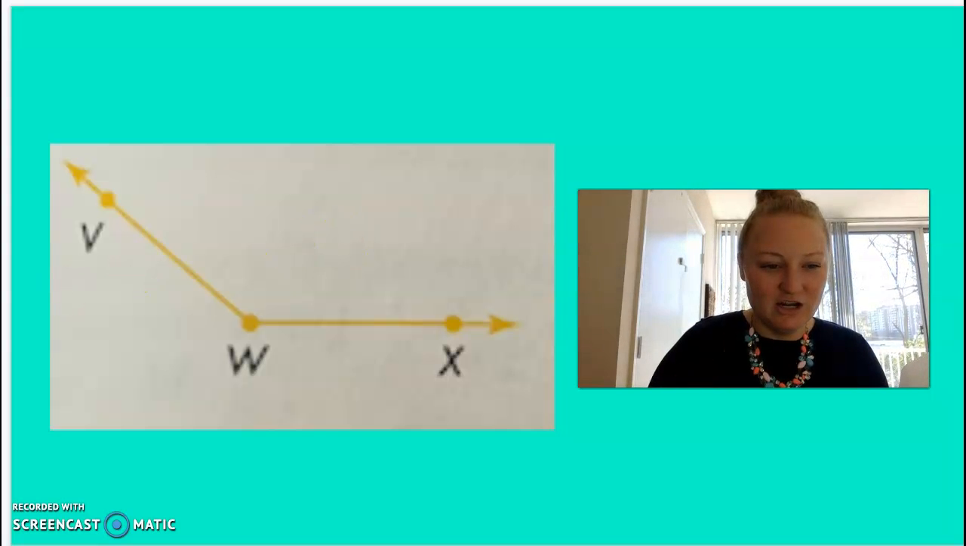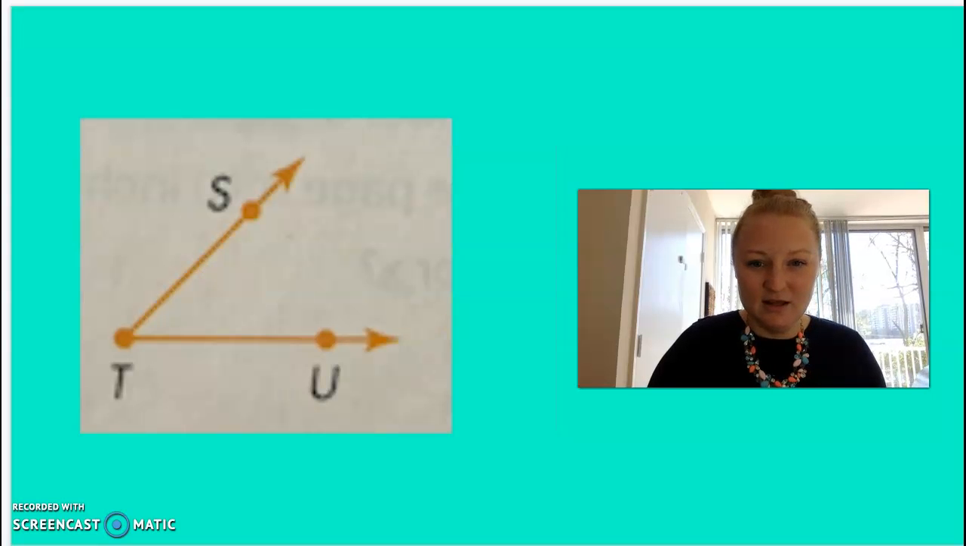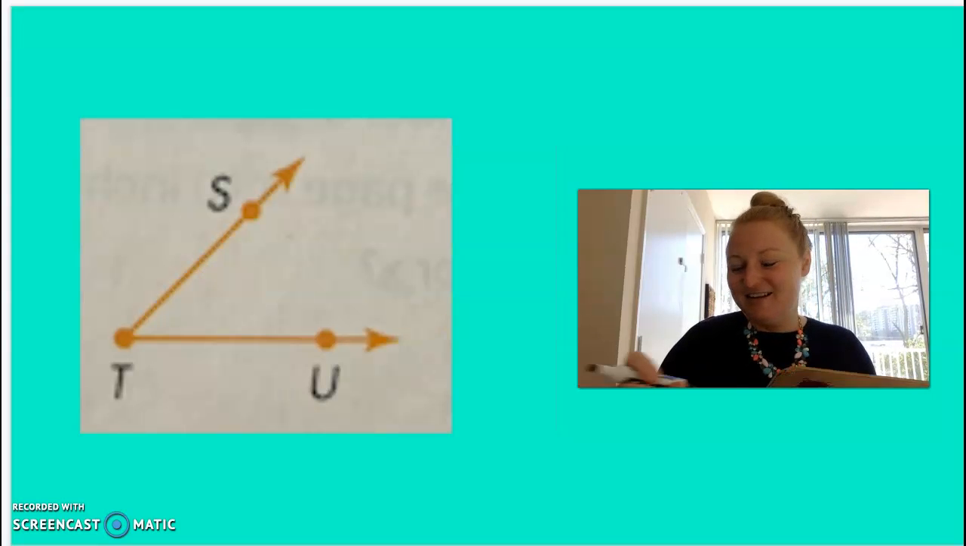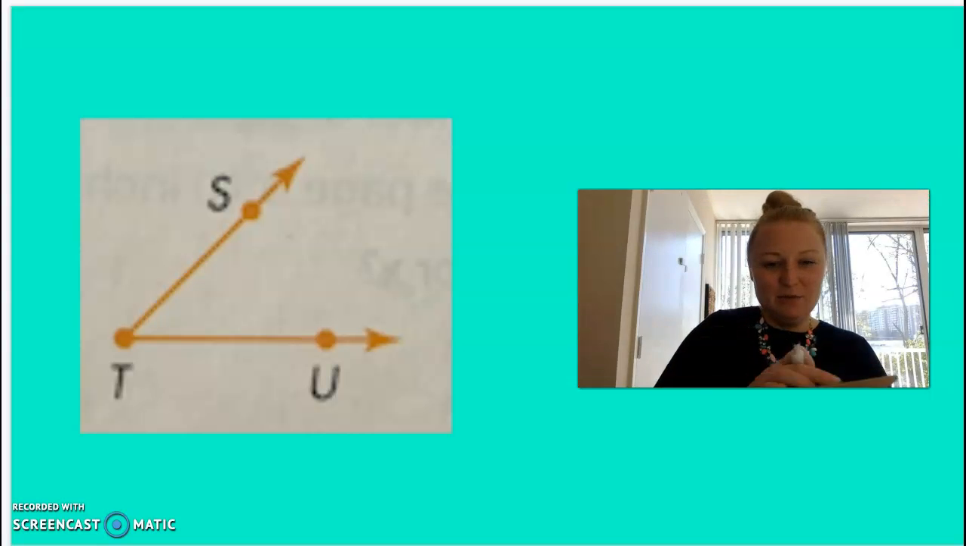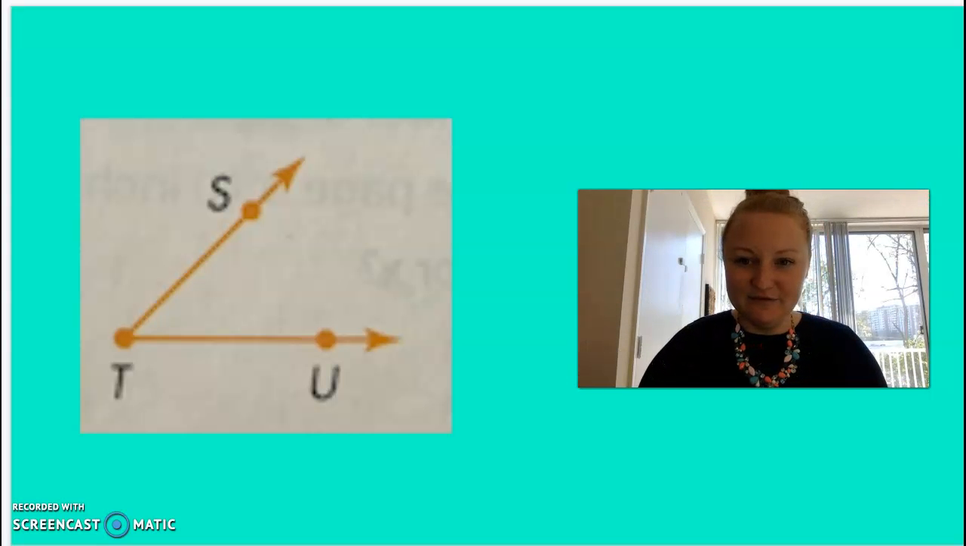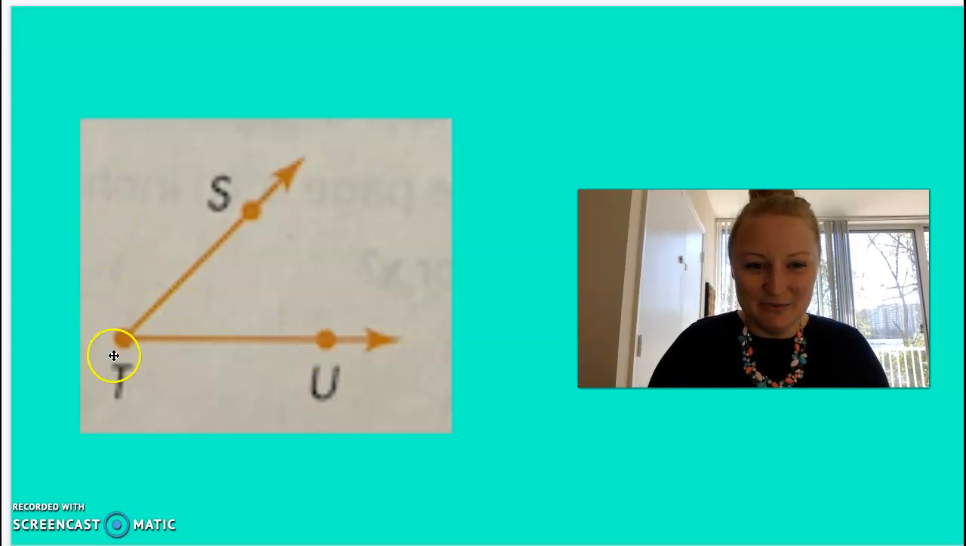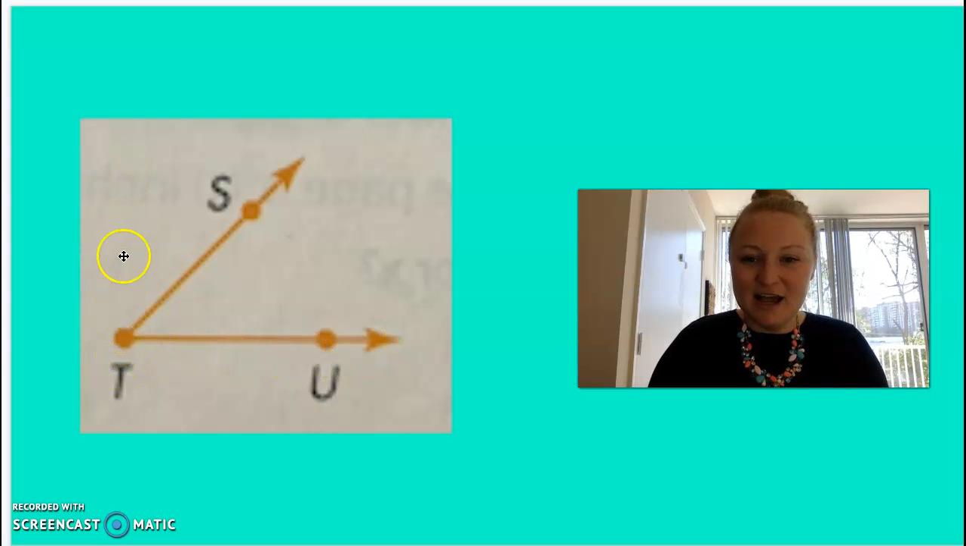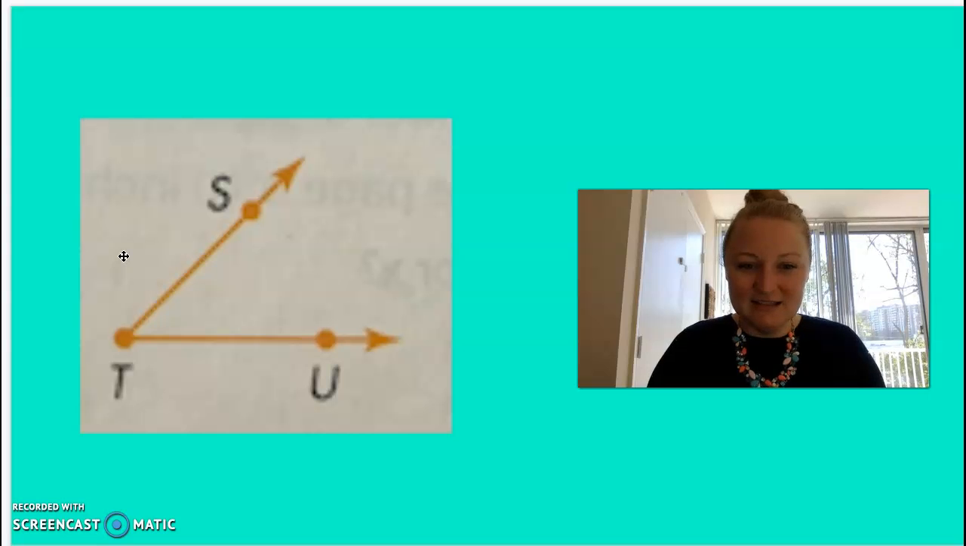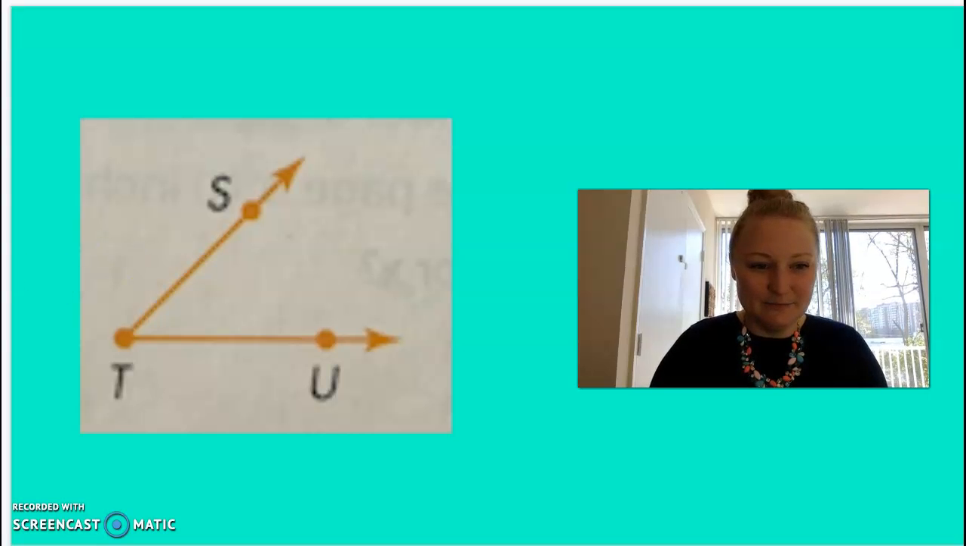All right, let's try another one. Okay, give it a shot. Tell me what you think. This is an acute angle because it's less than 90. Here would be 90 degrees. This is less than 90. And I would name this angle STU or angle UTS.